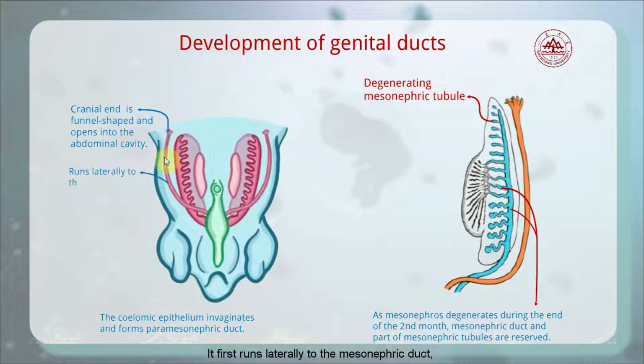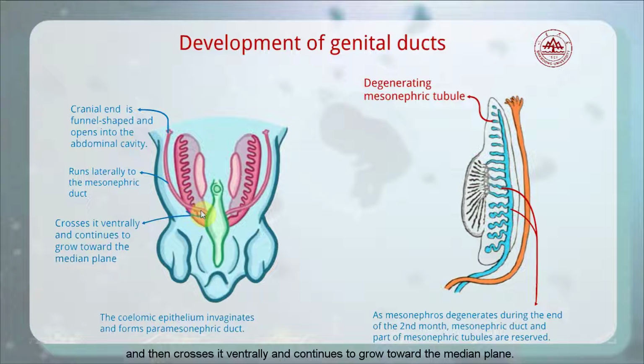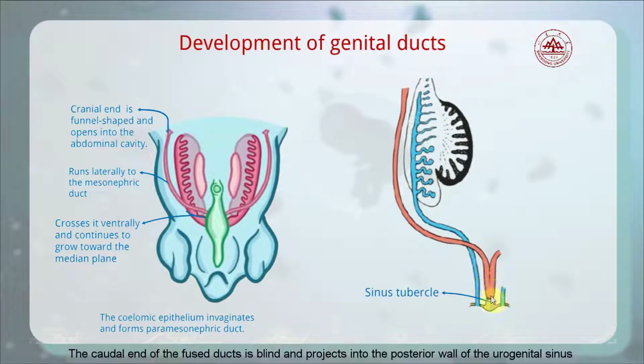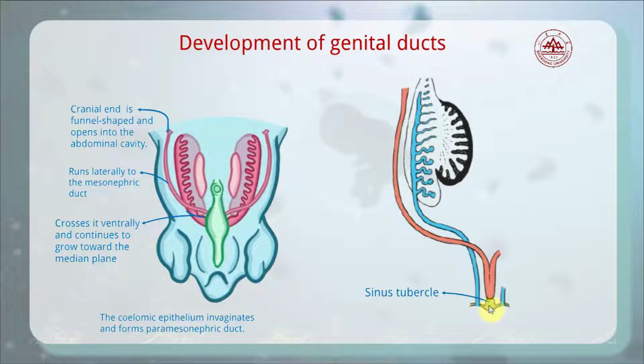It first runs lateral to the mesonephric duct, and then crosses it ventrally and continues to grow toward the median plane, and then the two ducts fuse with each other. The caudal end of the fused ducts is blunt and projects into the posterior wall of the urogenital sinus and produces an elevation or small swelling in the wall of the urogenital sinus. This is the sinus tubercle.